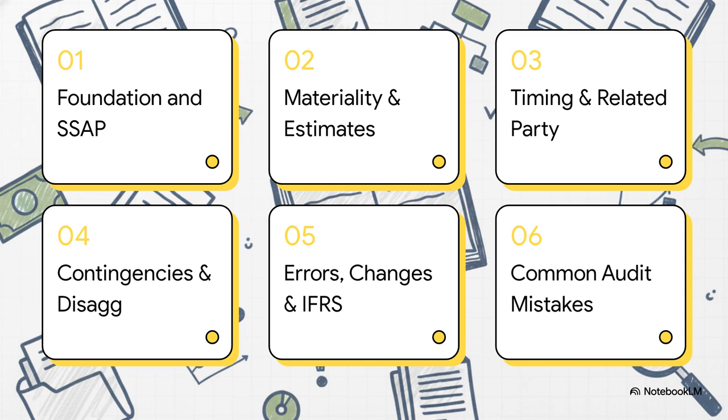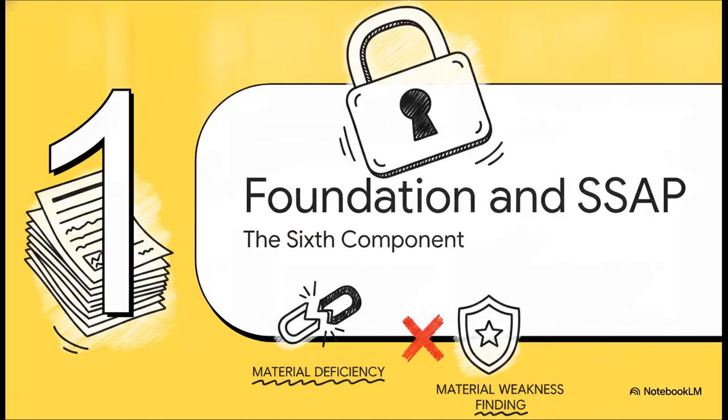Here is our roadmap for this explainer. We are going to start with the foundational SSAP, move our way through materiality and estimates, explore subsequent events and related parties, unpack contingencies, handle error corrections, and then finally wrap up by looking at how to avoid some of the most common audit mistakes. It's a packed journey, so let's get right into it. Section 1, the foundation and SSAP.